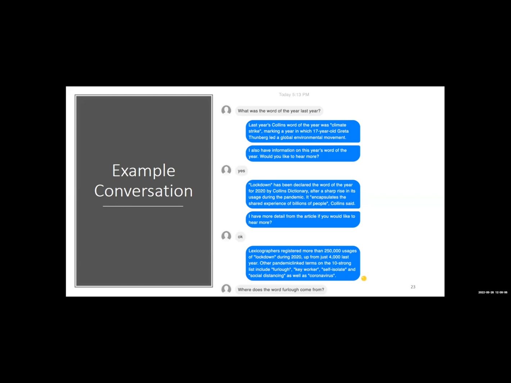So in this case, the user is looking for information about the word of the year. The wizard gives a response, and the wizard suggests a follow-on about this year's word of the year instead of last year's. So there's coherence where the wizard is guiding the user through to a different aspect of the topic, as well as understanding the discourse. In the second turn, about the term of the year in 2020, lockdown, as we perhaps were familiar with, there's more information in the article that is being suggested by the wizard for the user to read.